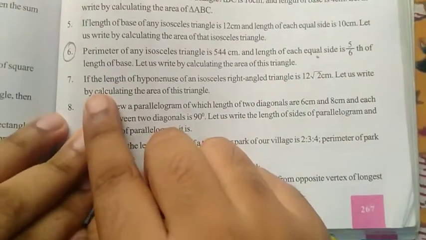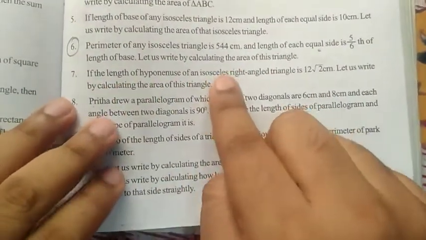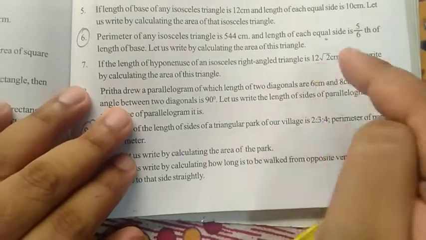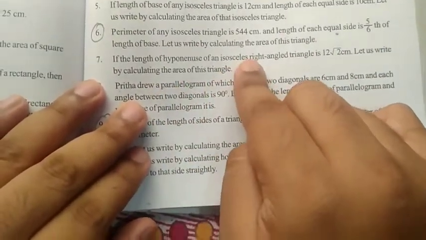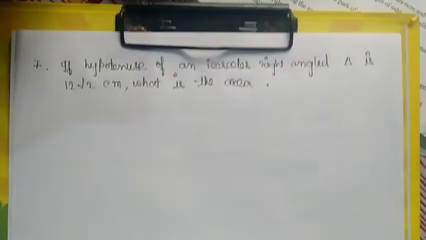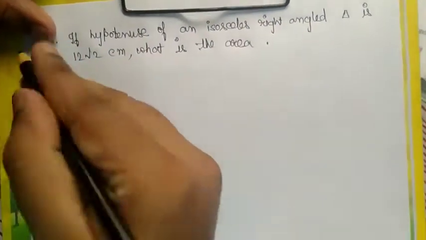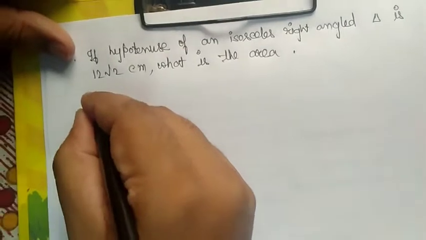Now the sum number 7. If the length of hypotenuse of an isosceles right angle triangle is 12 root 2 centimeter, let us write by calculating the area of this triangle. So therefore, first we have to draw this diagram. This is very important.